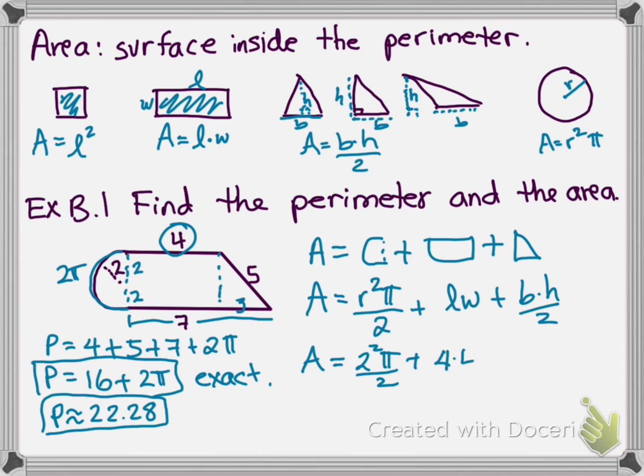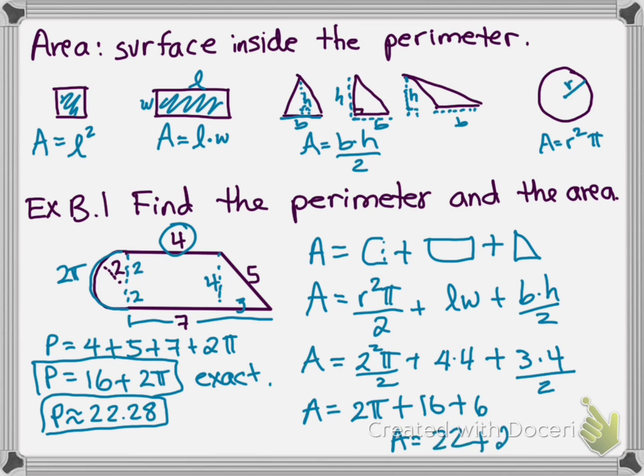So 4 by 4. And the base of the triangle is 3, and the height is 4 again, because it's the dimension of the rectangle, and that one divided by 2. And then if we just find that, 4 divided by 2 is 2 pi plus 16 plus 6. And then remember, we have to add the like terms, which is going to be 22 plus 2 pi. And then the units, they don't give them to us, but remember that area is square, so let's say square meters.